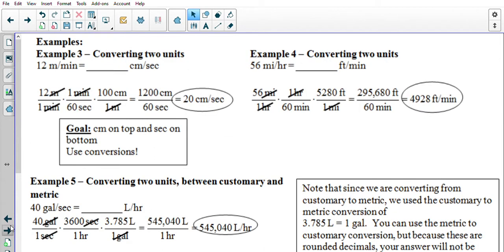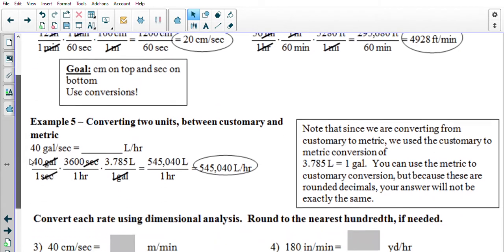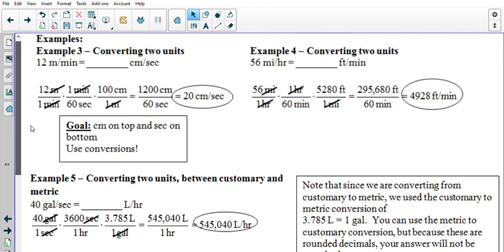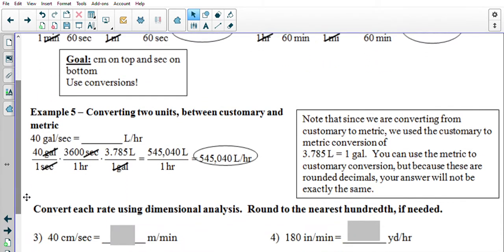All right, let's talk about how to convert 2 units of measure. So there are 3 examples typed in here for us. Just notice that on these examples, I'm not going to spend the time to go through them. You can certainly read through those. We will see some examples like example 5 where we're converting between customary and metric, or metric and customary. Metric is what most other countries use. Customary is what we use.